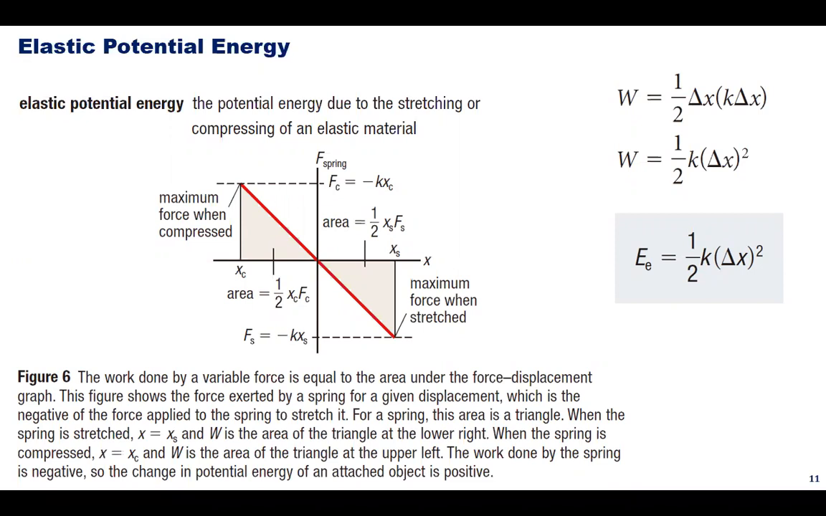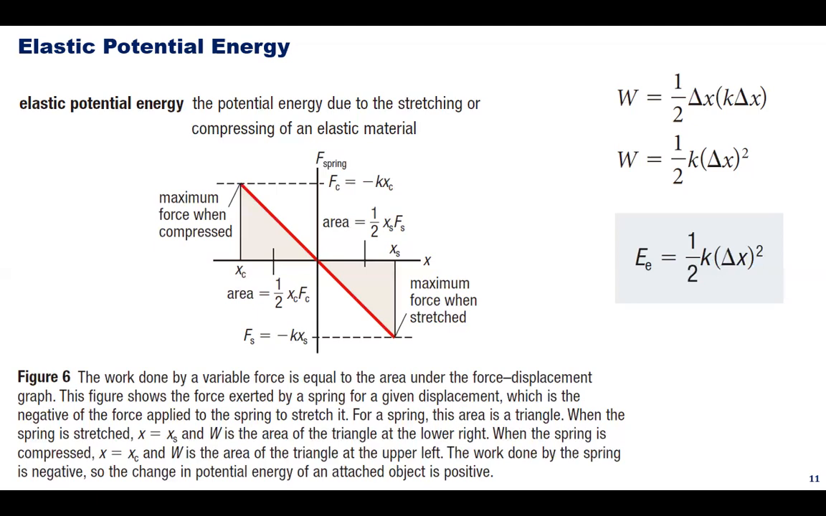Unlike gravitational potential energy, elastic potential energy does not depend on an object's elevation. Instead, it depends on the amount of compression or stretching. To determine the potential energy, we can calculate the change in kinetic energy of a mass attached to a spring as the spring is compressed or stretched. The change in kinetic energy equals the work done by the spring force.